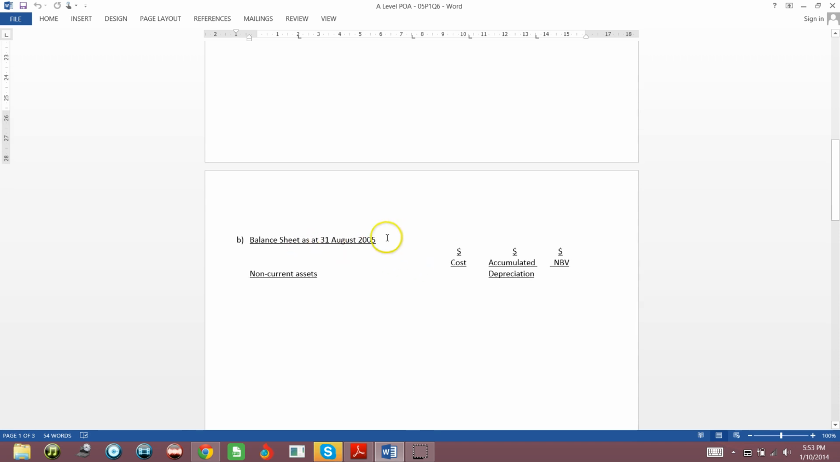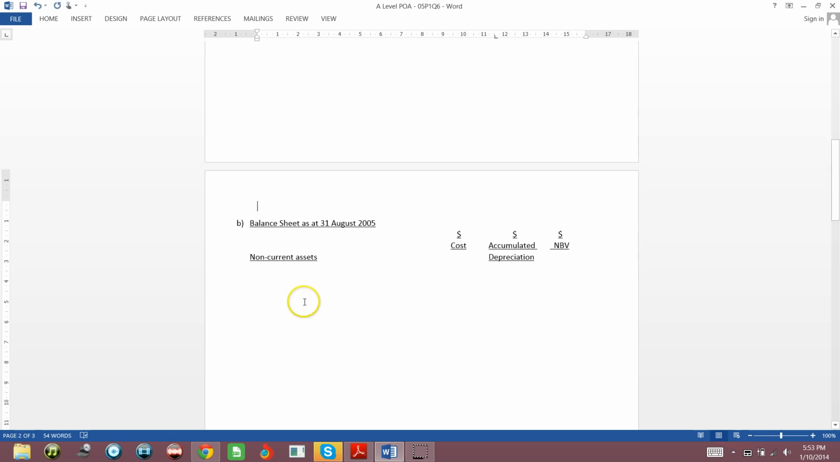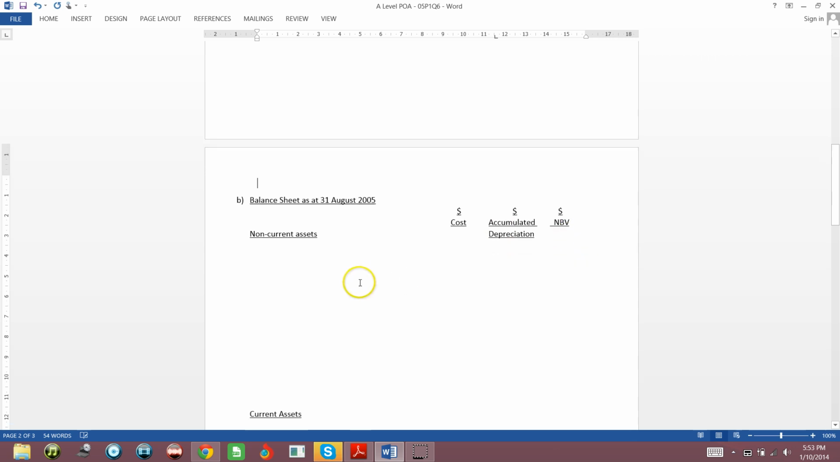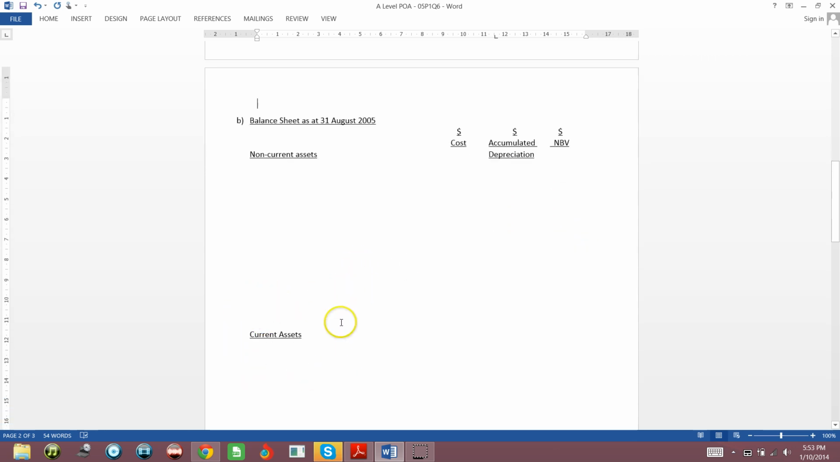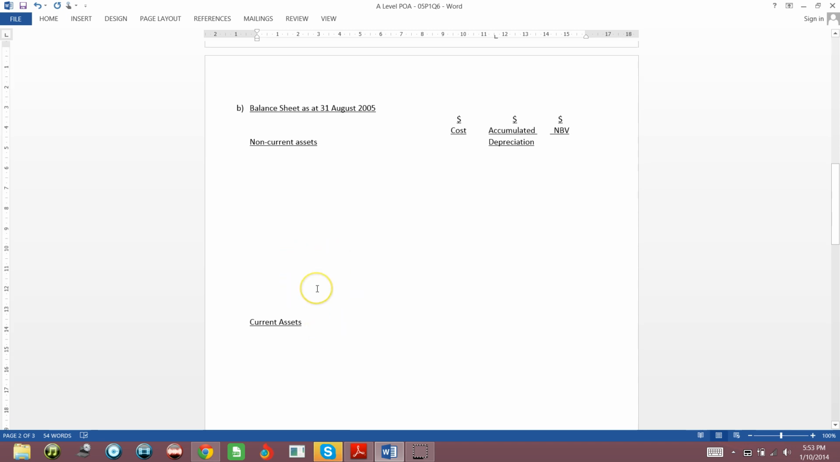Then this is part B. You should do up your skeleton for part B. So how are you going to do it? You write your title, and then you write here non-current asset. Put 3 columns. Non-current asset is the new name for fixed asset. So you do up 3 columns: cost, accumulated depreciation, net book value. Then about half a page down, you write here current asset. You are leaving plenty of space in between to slot in the figures later on.